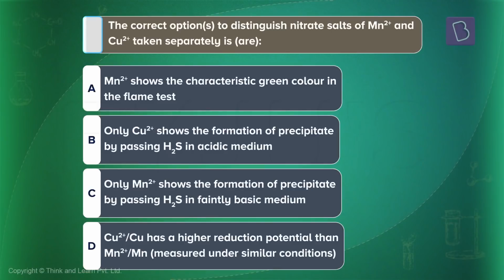This question can have more than one correct answer, and this is based on the idea of qualitative analysis. So let's see what needs to be done. We need to differentiate between the salts, the nitrates basically, of Mn2+ and Co2+. We need to figure out the correct option. So let's look at them one by one. There's also some oxidation, the reduction potential values idea also there.